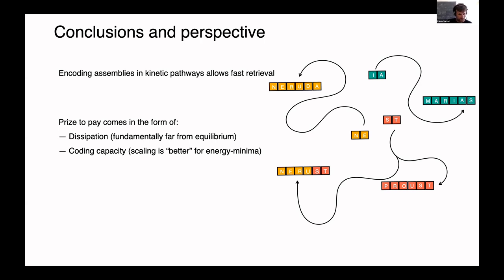One price is in the form of dissipation. So this is fundamentally far from equilibrium. I didn't compute all the usual business of entropy production rate and so on. One can do it, and this would be a very far from equilibrium system. And there's another caveat, which is the coding capacity. Essentially, the scaling that I showed you is slightly better if you encode energy minima than if you encode kinetic pathways.